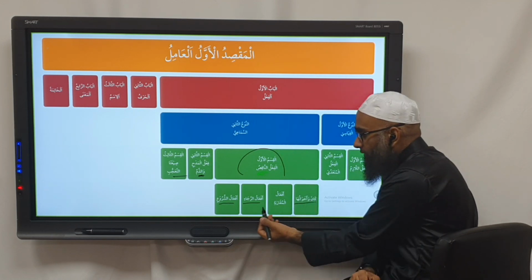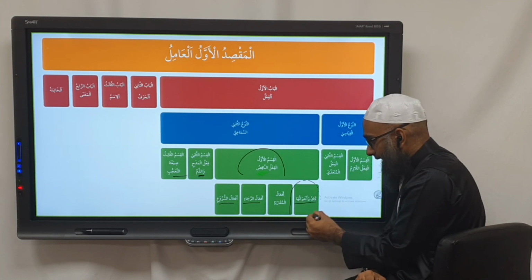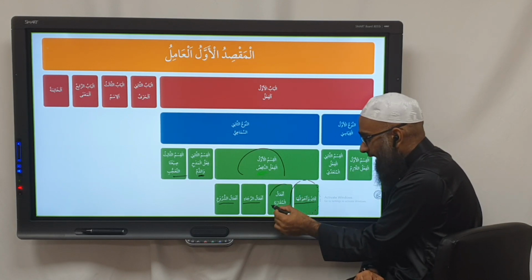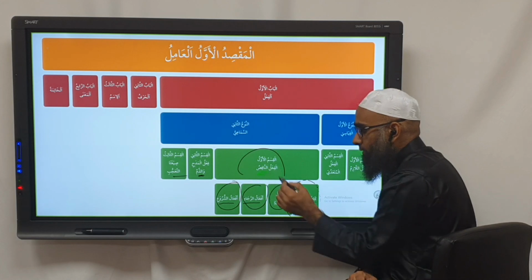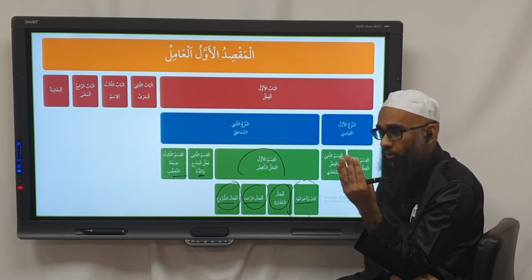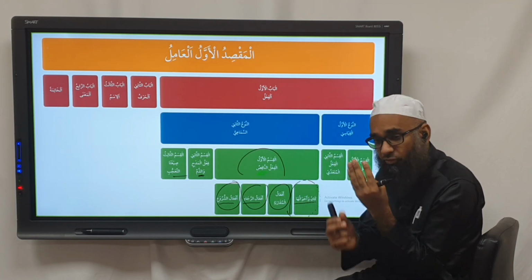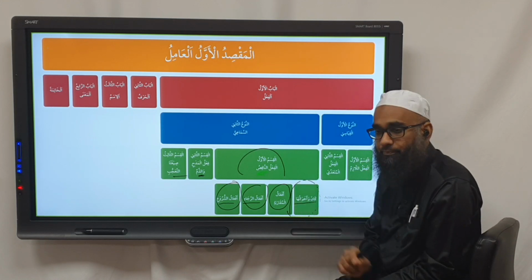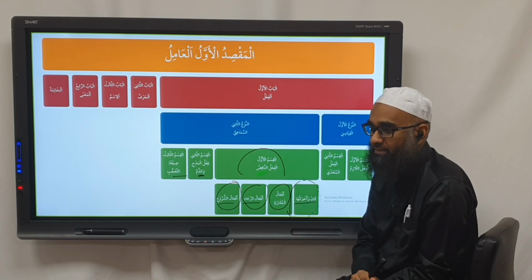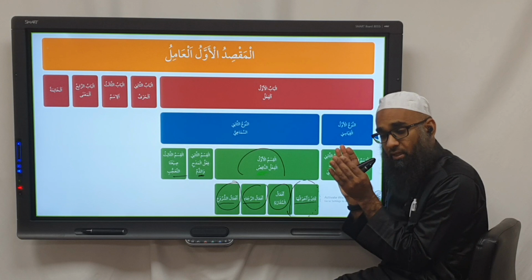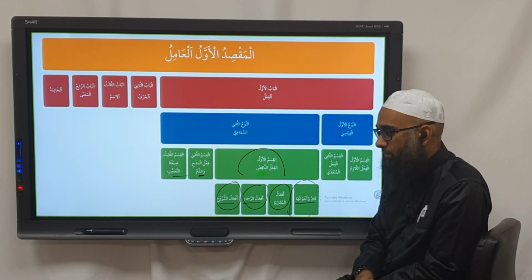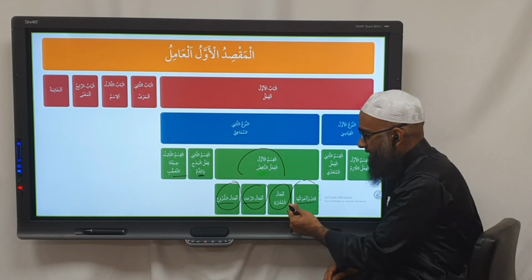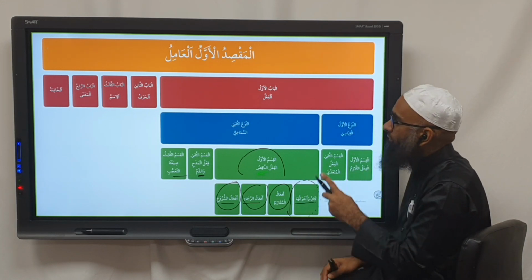So there are 4 types of af'alun naqisa. This is the first one: kana and its sisters, af'alul muqaraba, af'alul raja, and af'alul shuru. So these 4 are what? Af'alun naqisa. All of these have an ism: tarfa'ul isma wa tansibul khabara. Do you understand? I know there are a lot of names, but as we do them, we get used to them. So now we have to start again.